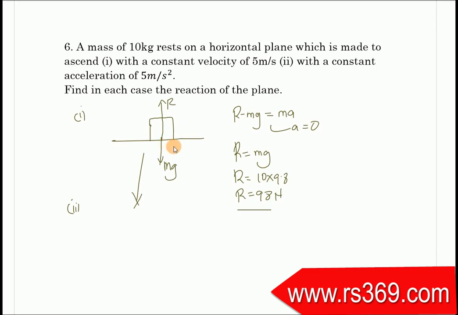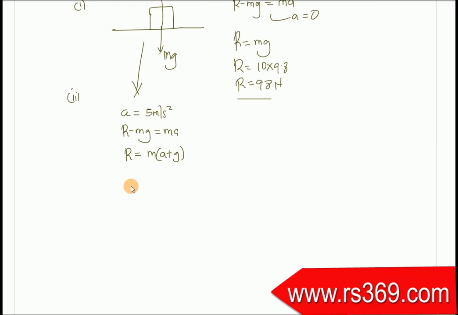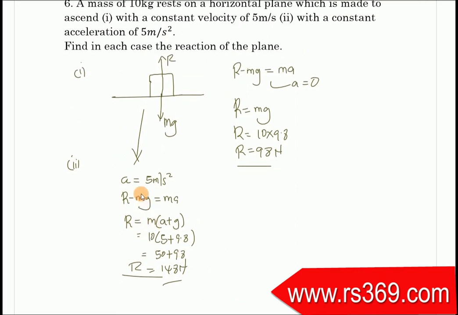Then Roman 2, I shall use that same diagram. If this body is moving upwards with an acceleration of 5 meters per second squared, we now have that A is not 0 but 5. By having R minus mg equal to ma, we shall have R equal to m into A plus g, by making R the subject of the formula. So R is equal to 10 times 5 plus 9.8. This is equal to 50 plus 98, getting us a value of 148 newtons. That is the value of the reaction when the body is moving upwards with an acceleration of 5 meters per second squared.